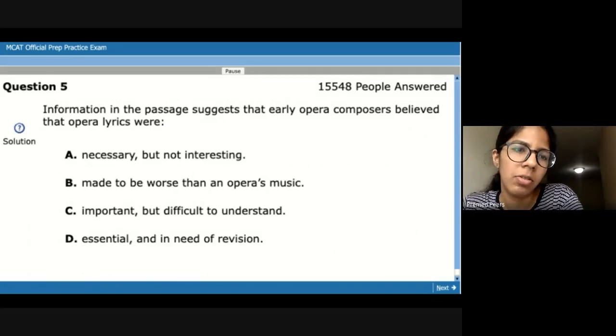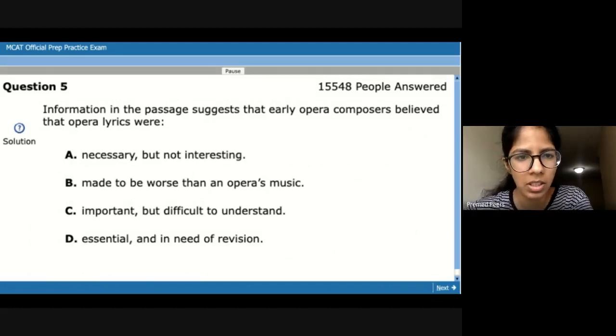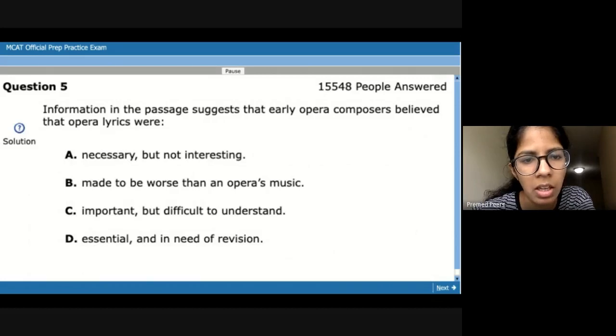Okay, if not, question 5. Information in the passage suggests that early opera composers believed that opera lyrics were what? Necessary but not interesting, made to be worse than an opera's music, important but difficult to understand, or essential and in need of revision.